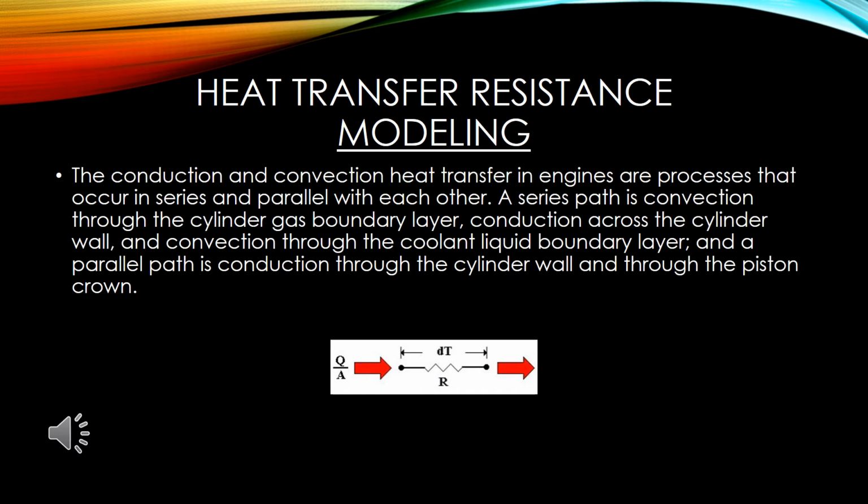Now I will talk about heat transfer resistance modeling. The conduction and convection heat transfer in engines are processes that occur in series and parallel with each other. A series path is convection through the cylinder gas boundary layer, conduction across the cylinder wall, and convection through the coolant liquid boundary layer. And a parallel path is conduction through the cylinder wall and through the piston crown.